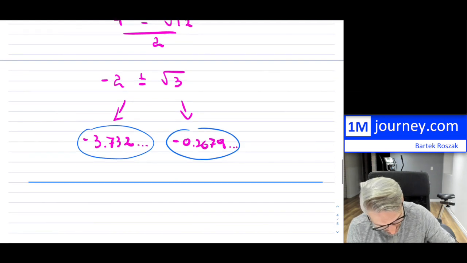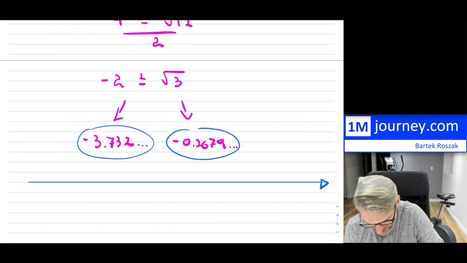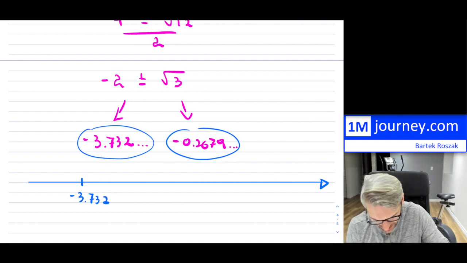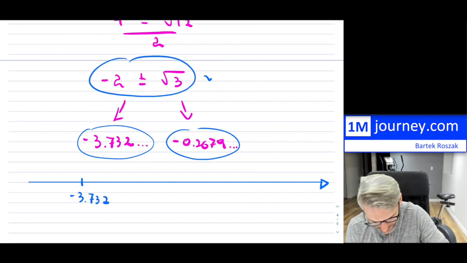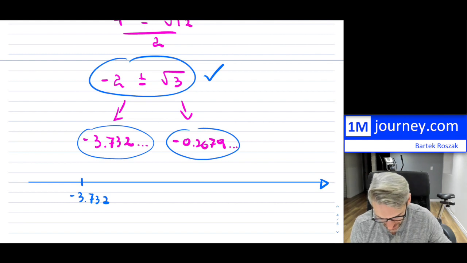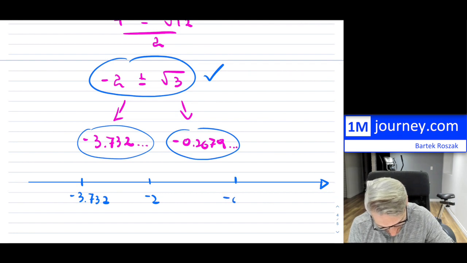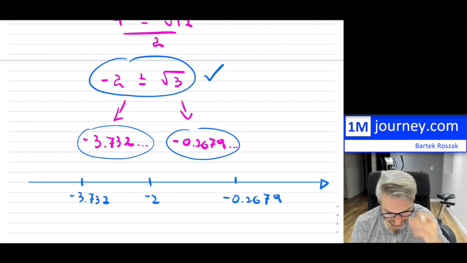So if this is my number line, the way that I would proceed is I would do this. So -3.7, whatever this is. Now, by the way, here's the exact answer where the slope is 0. Then I guess I would have -2, then I would have negative 0.2679.